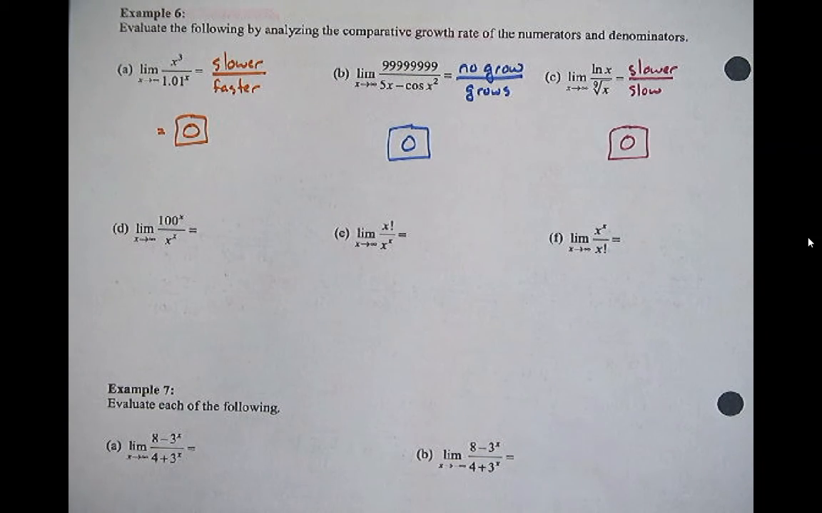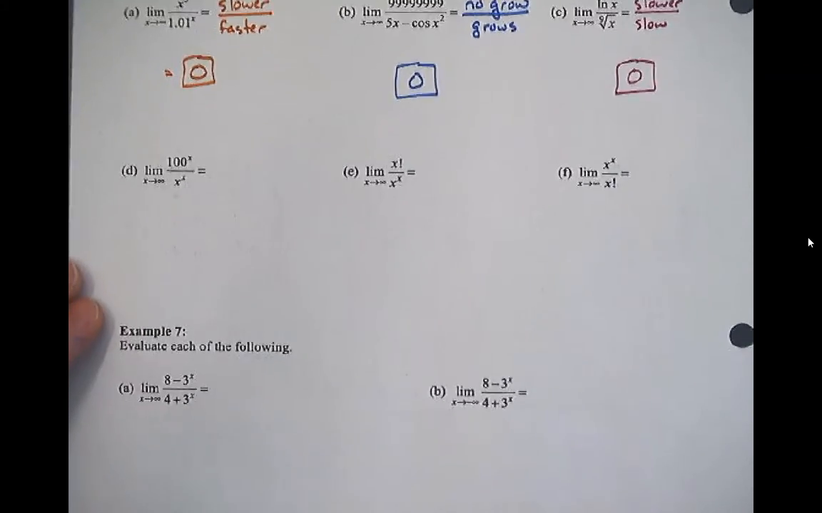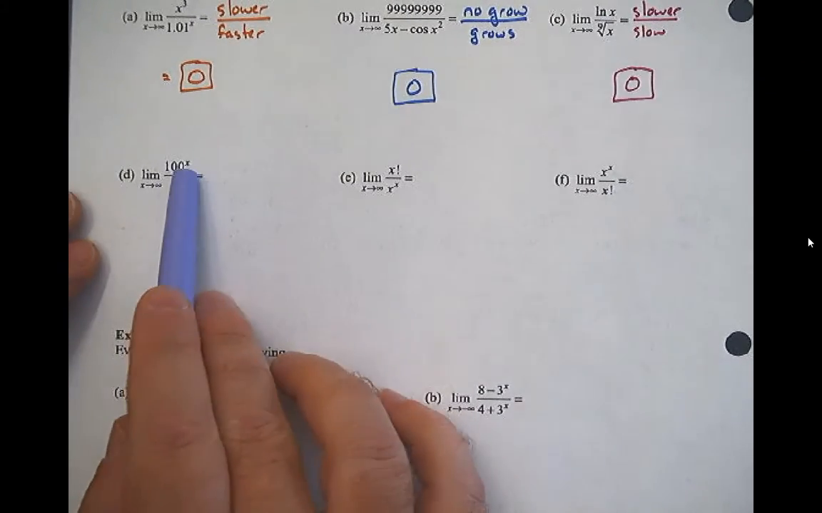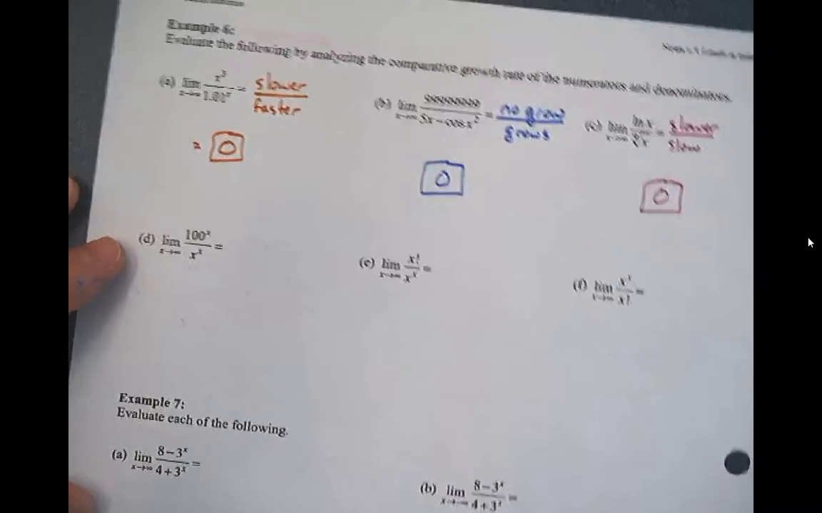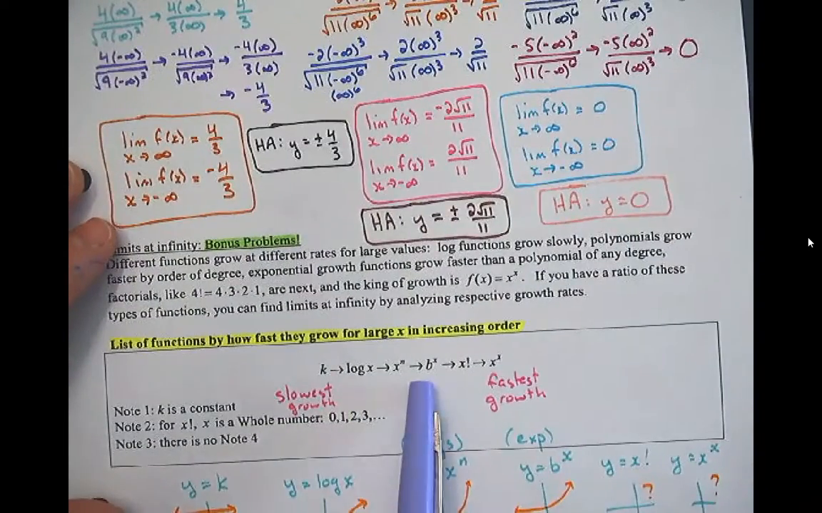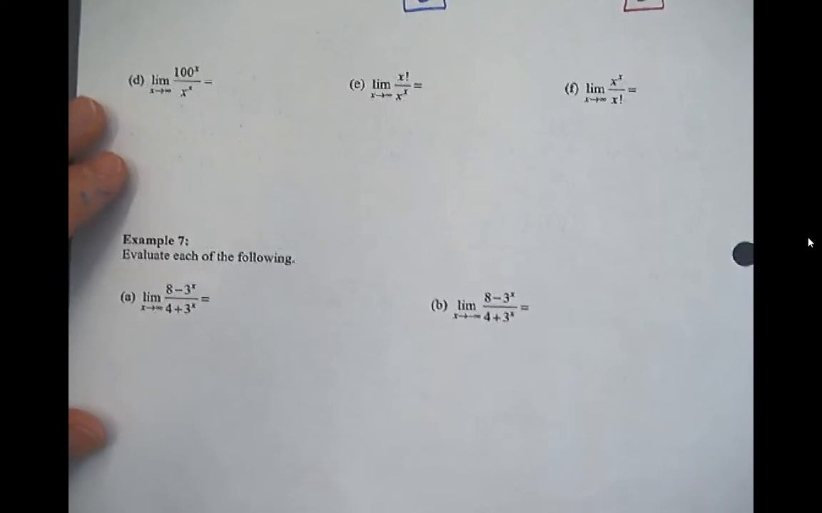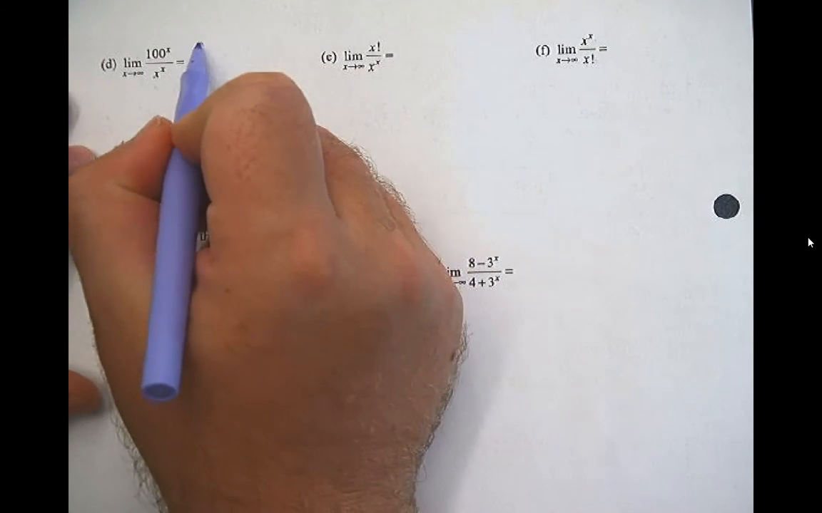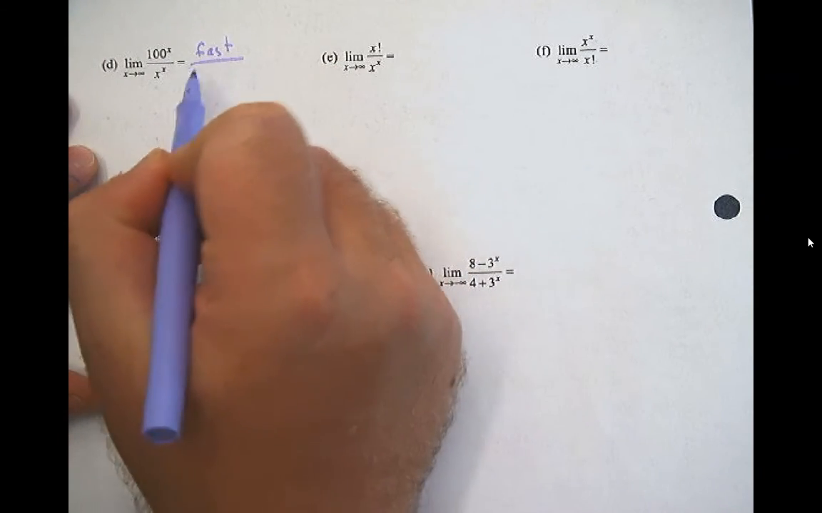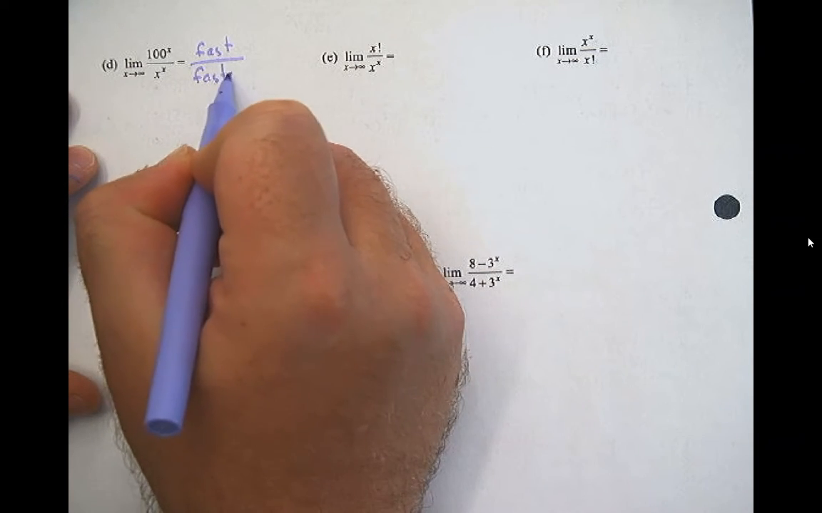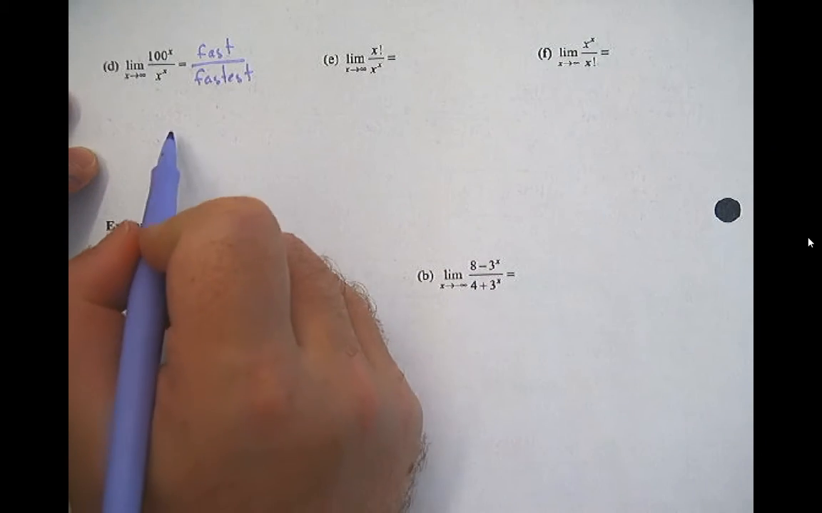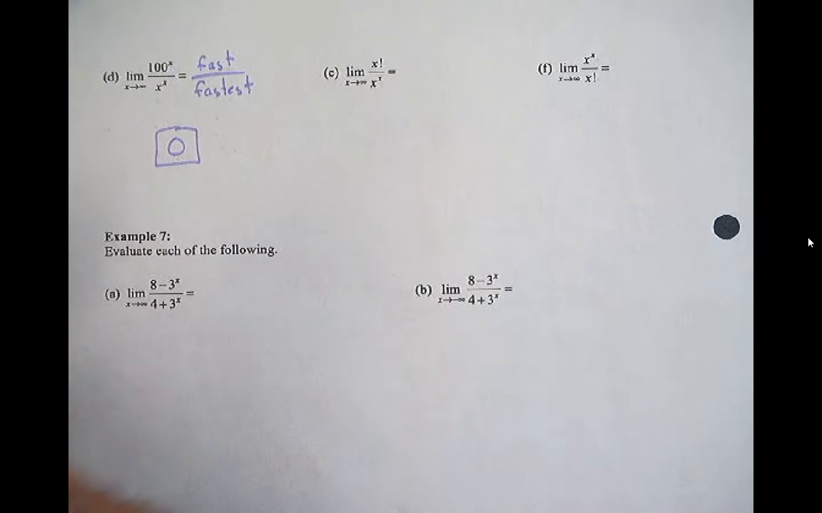Like I said, I don't love these examples, but I'm going to just put them in the video just to make sure I have them. Okay, what do I have here? 100 to the x, that's an exponential, but I'm comparing it to x over x. That's the fastest. So while this is fast, this is the fastest. So the bottom is getting faster. We get 0 again.